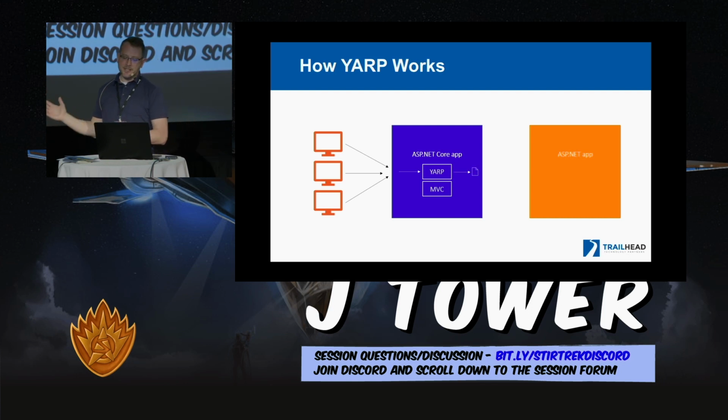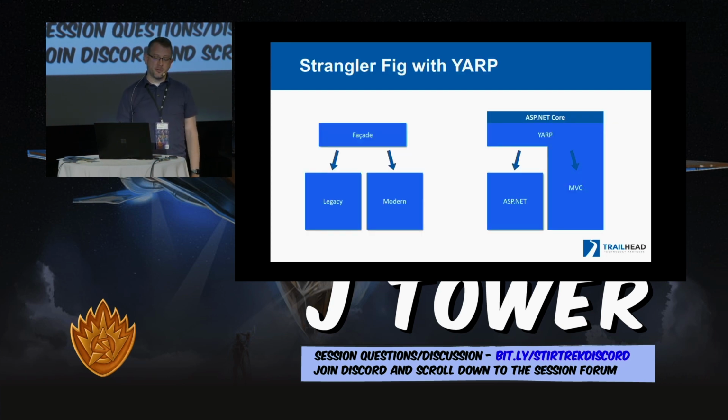Now what happens if that traffic comes in and it's not in that routing table? It's going to come in, it's going to hit YARP. YARP is going to say, I don't think I have a route for that in this app. So it's going to go ahead and forward it through, or proxy it through, to your legacy ASP.NET app. So that's basically how YARP works to proxy your traffic.